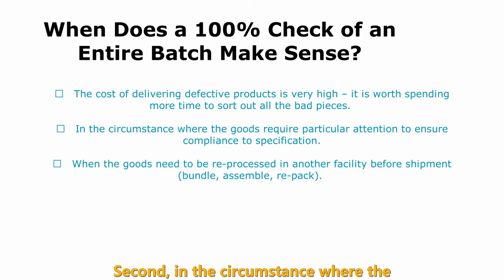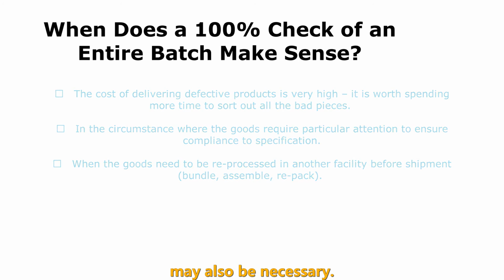Second, in a circumstance where the goods require particular attention to ensure compliance to specification. In this case, a 100% check is also necessary. Third, when the goods need to be reprocessed in another facility before shipment. There are many cases where products coming from different factories must be kitted or packed together or need additional bundling service. In this situation, a piece-by-piece inspection may also be necessary.